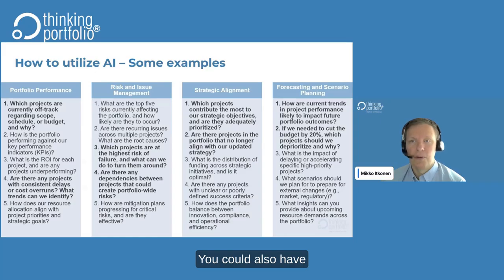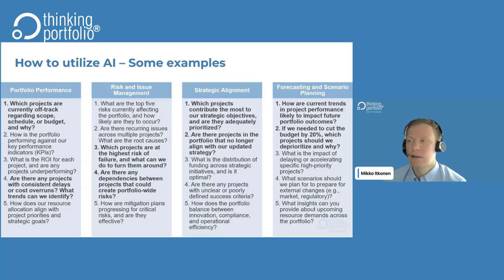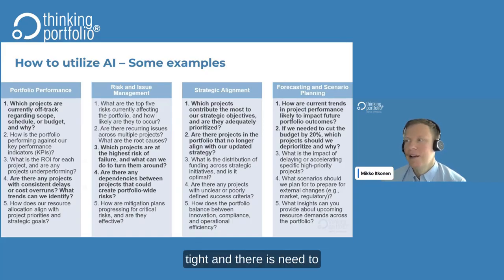You could also take the approach from the risk management point of view. The end user could type which projects are at the highest risk of failure and what we can do to turn them around. This could be a PMO-level question about a bigger group of projects, to see what kind of results we are getting with this AI assistant. When financial times are tight and there is a need to keep the budget in balance, you could also ask, in forecasting and scenario planning, if we needed to cut the budget by 20%, which projects we should deprioritize and why?